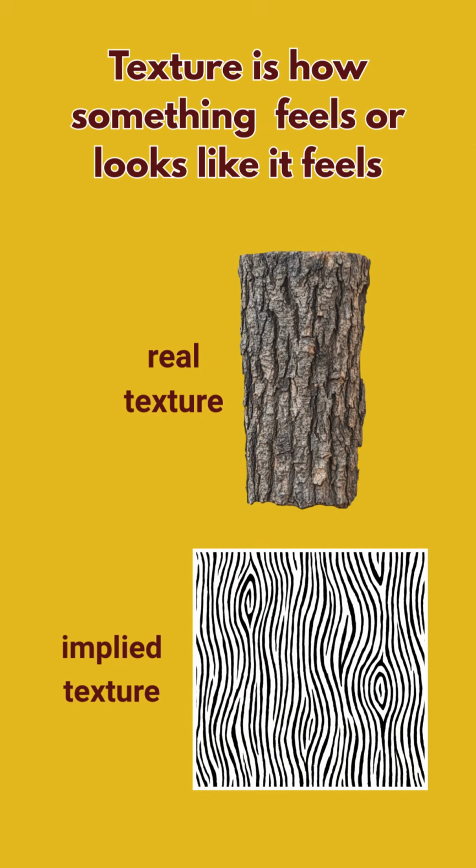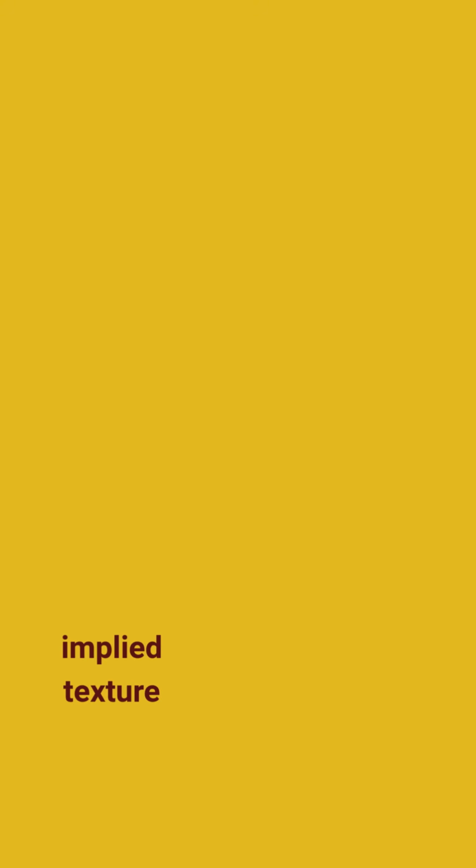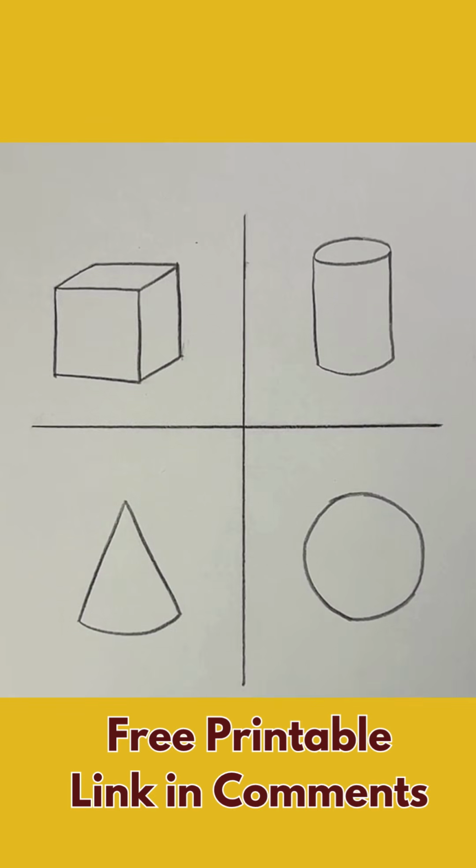Remember, texture is how something feels or looks like it feels. There are two main types of texture. Real texture is the physical texture that you can touch, like the rough surface of a tree trunk. There's also implied texture, which is a drawing, painting, or photograph of a real texture, like this drawing of a wood grain table. I'll start with 4 basic 3D forms: a cube, cylinder, cone, and a sphere.